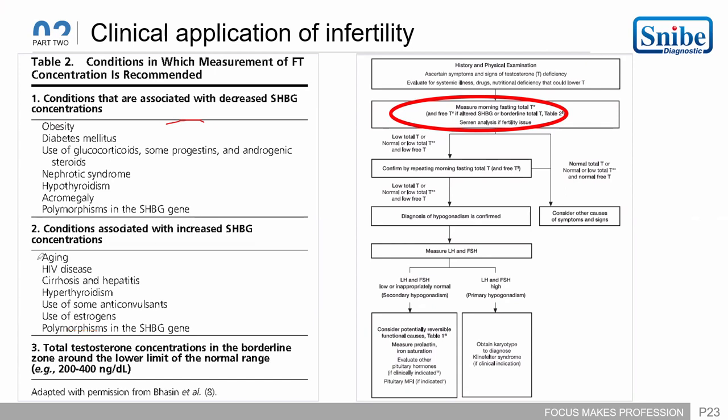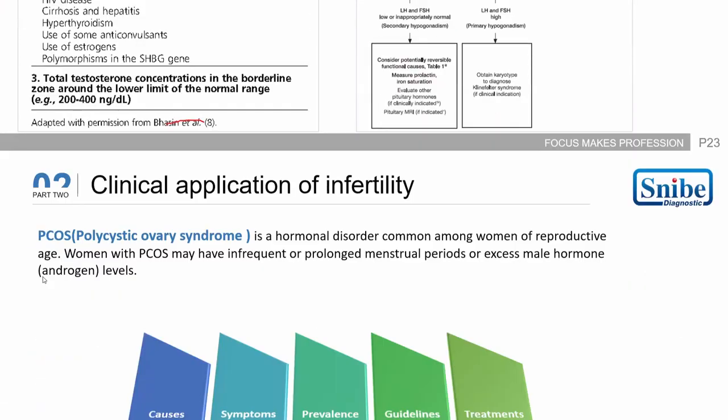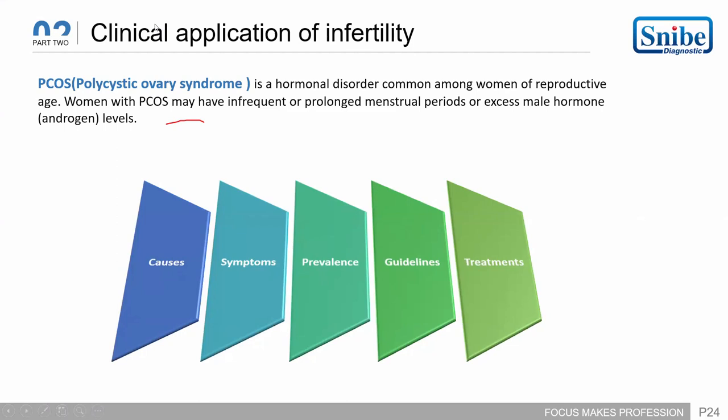The total testosterone concentration in the borderline zone around the low limit of the normal range is also an indicator for some hypogonadism conditions, either primary or secondary, or other causes can be considered on the basis of the values of LH, FSH, free testosterone, and testosterone levels. So that's a clinical application of these assays in conjunction with the others.